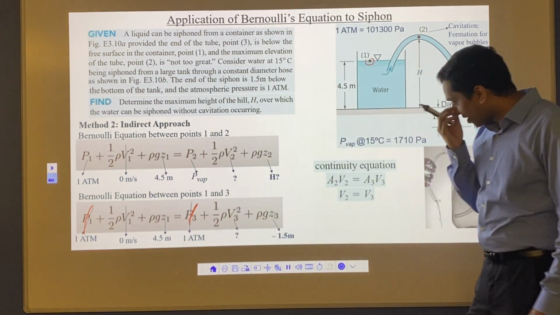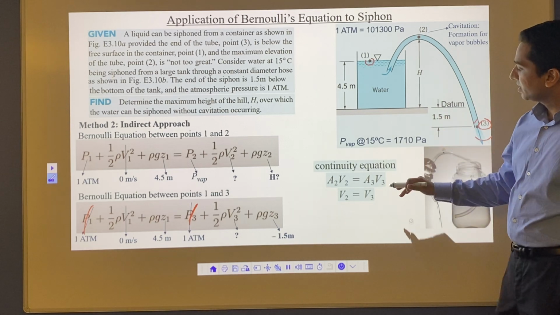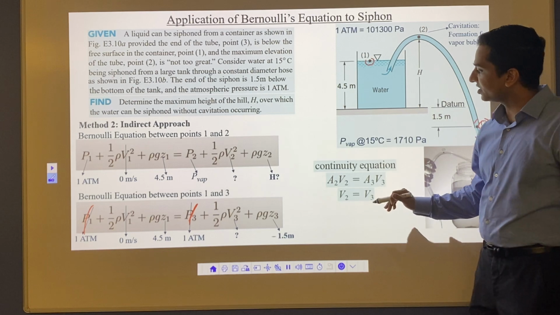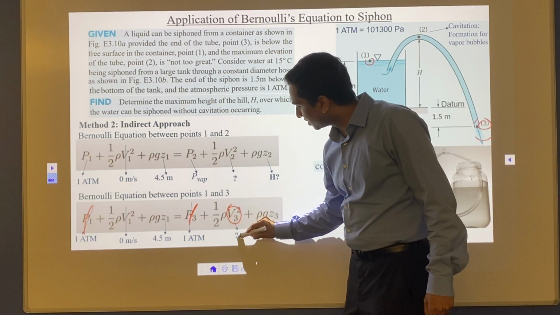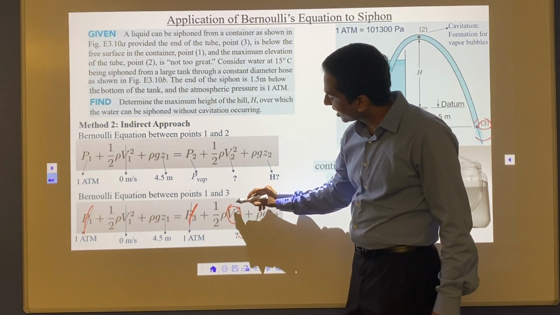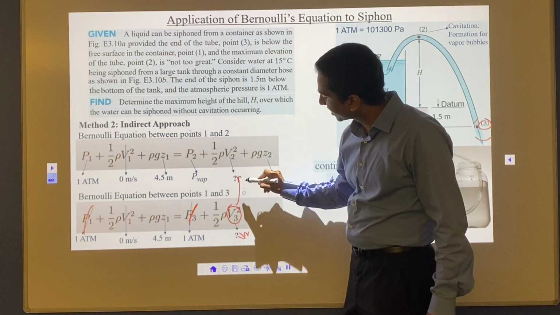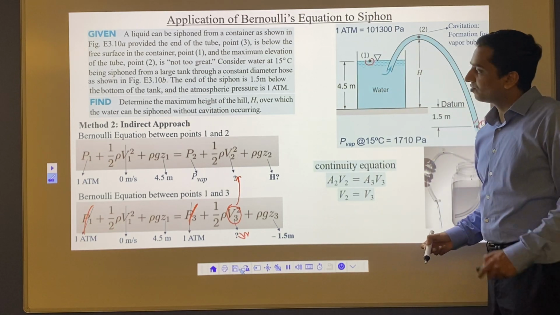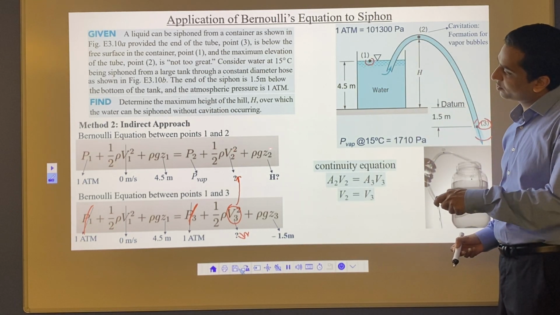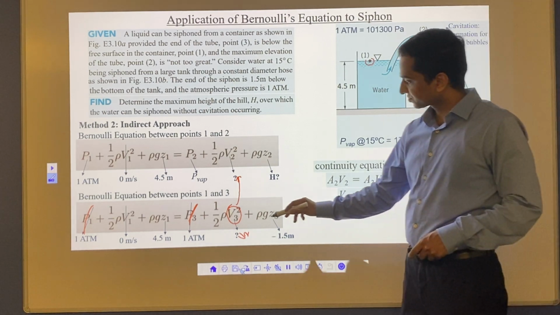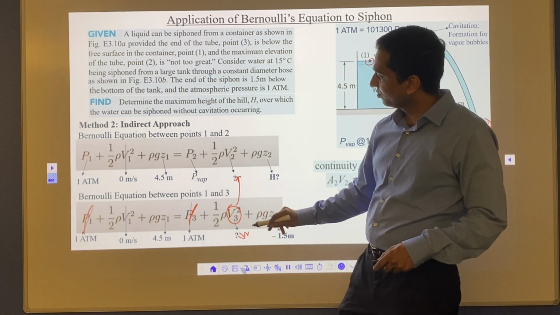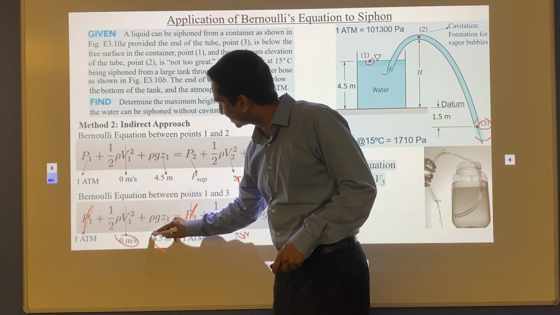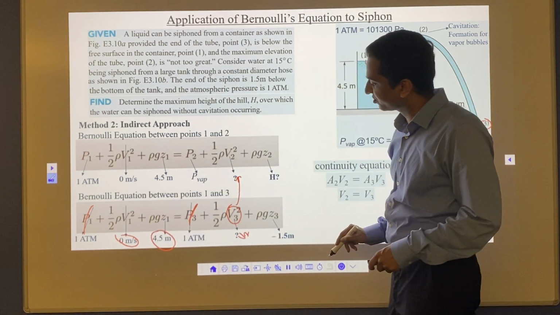Then we are going to work with our continuity equation. In the continuity equation we know that V2 is equal to V3. So this one is nothing but V2, and once I can find the value of V2, V3, I can put it in this equation. If I have V2, I should be able to find out the height. So my V3 is nothing but V2. V1 velocity is 0 meters per second, the same thing. The height Z1 is 4.5 meters, which is going to stay the same.